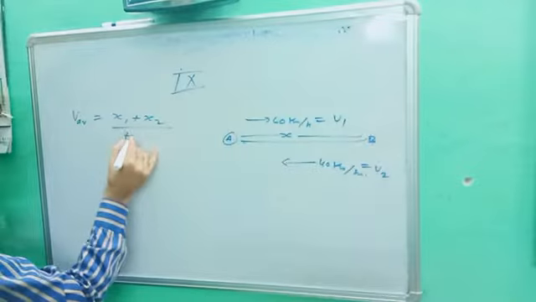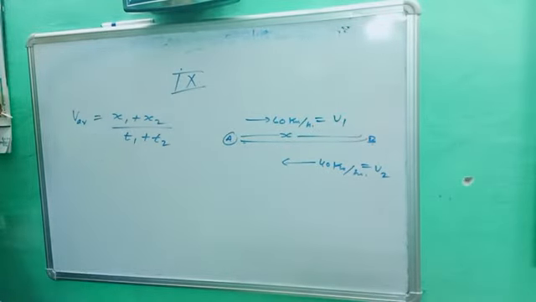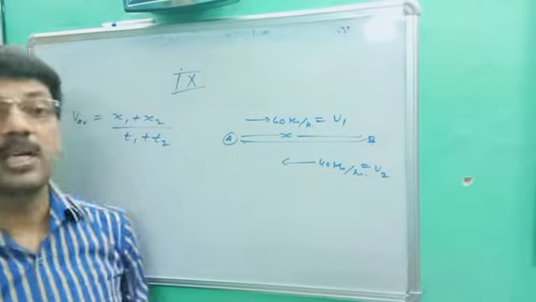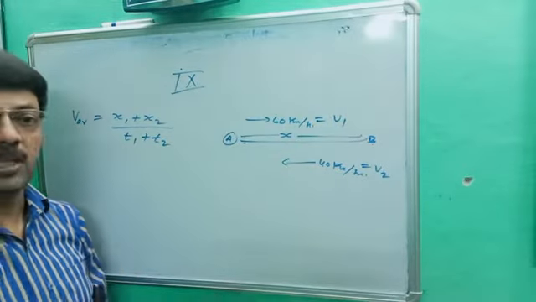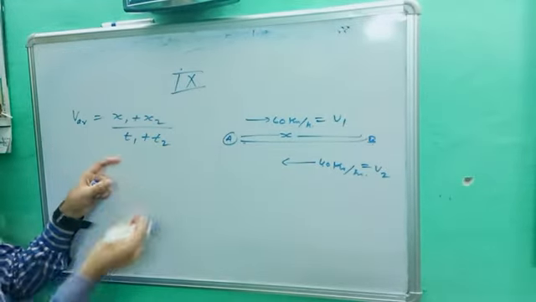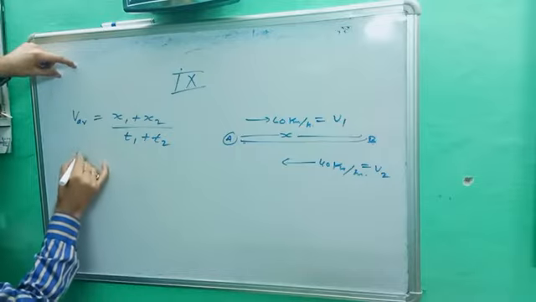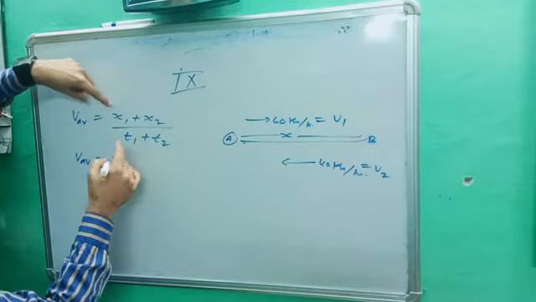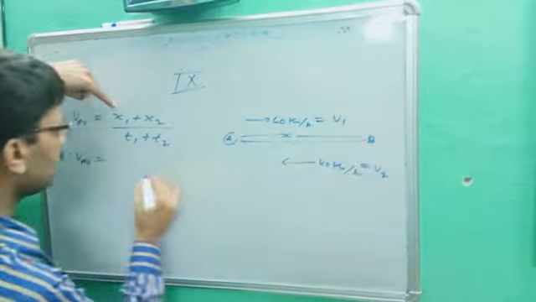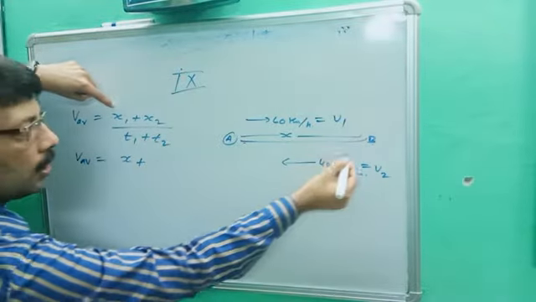So what is the total time? T1 plus T2, already taught. This is the formula for average velocity, x1 plus x2 plus x3 and so on divided by T1 plus T2 plus T3 and so on. Okay. So what is V average? We are talking about velocity. x1, A to B, what is the distance? X plus, he is coming back.